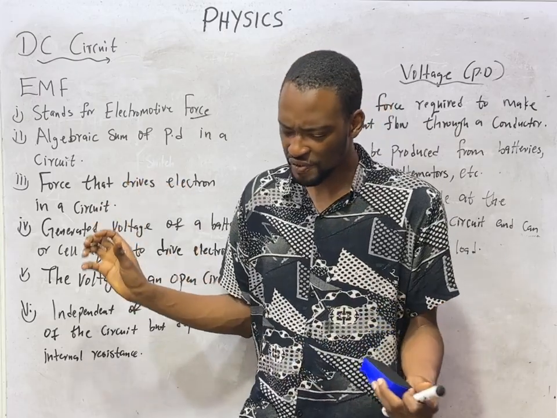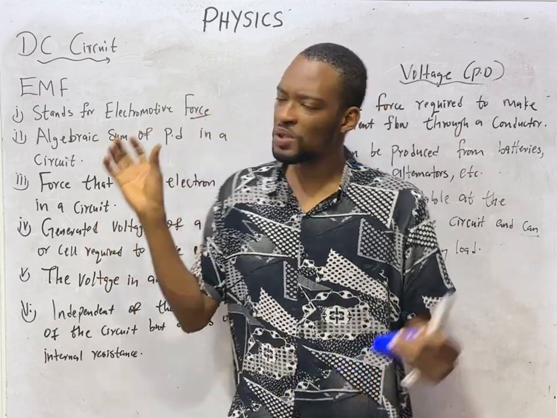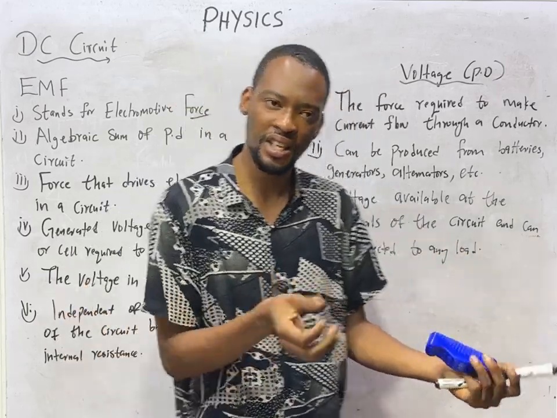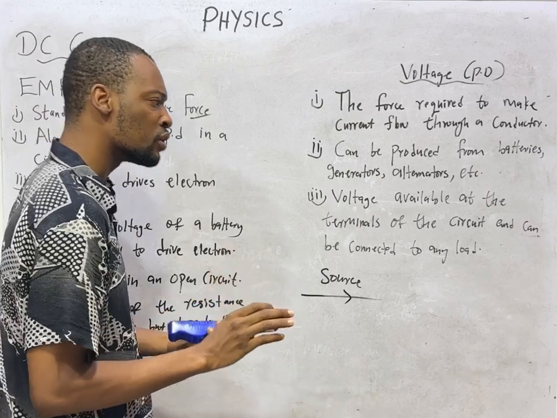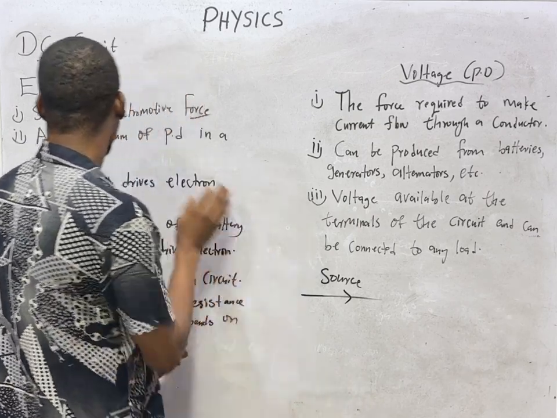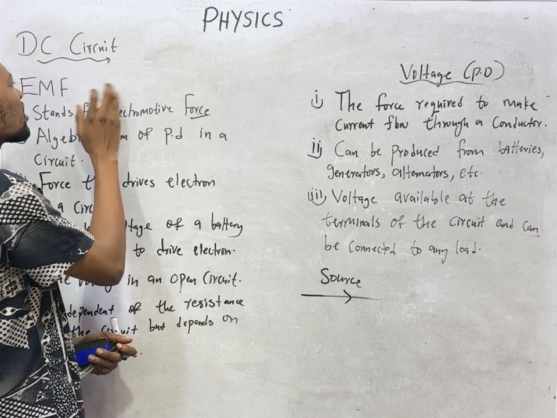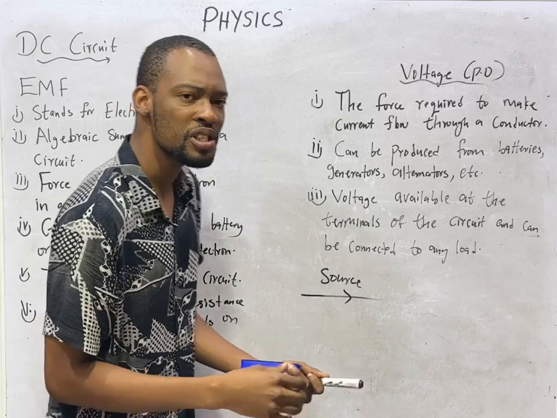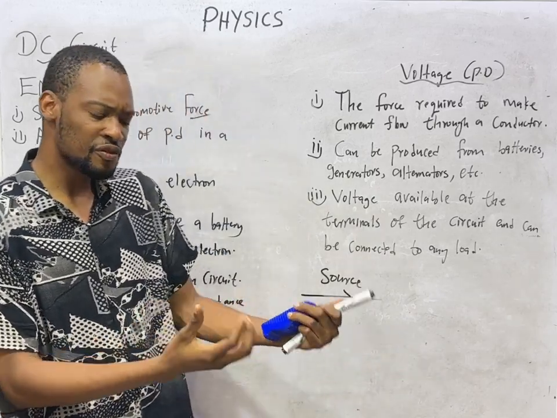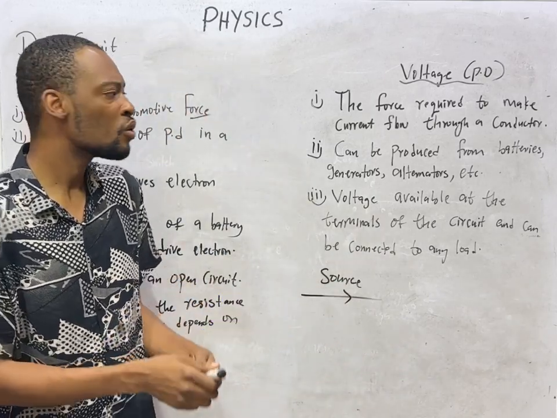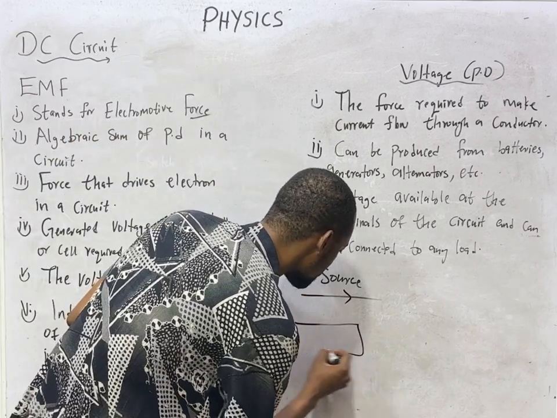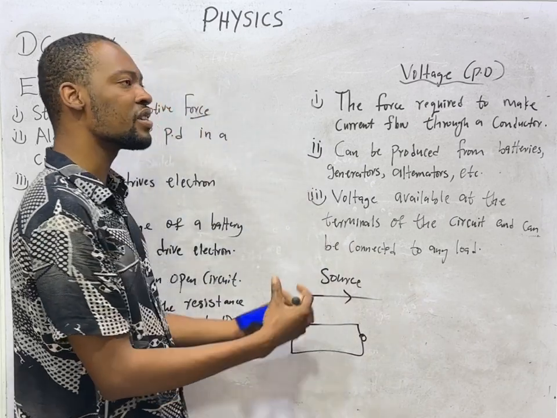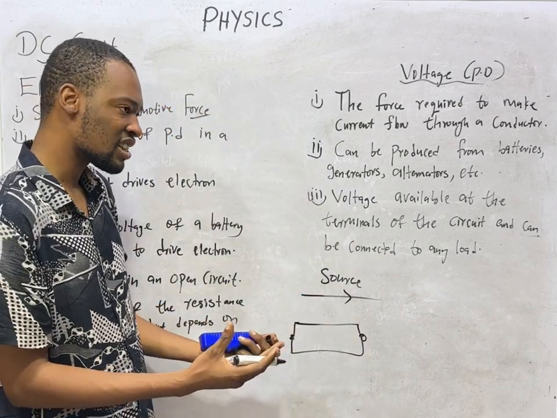What are the differences? Both voltage and EMF are actually the electrical forces in the circuit that cause current to flow. But the difference is that EMF is the voltage in an open circuit. When a circuit is not delivering current, the voltage that is present is the EMF, which means the voltage of your battery, like this, when this battery is not delivering current, is referred to as the EMF.